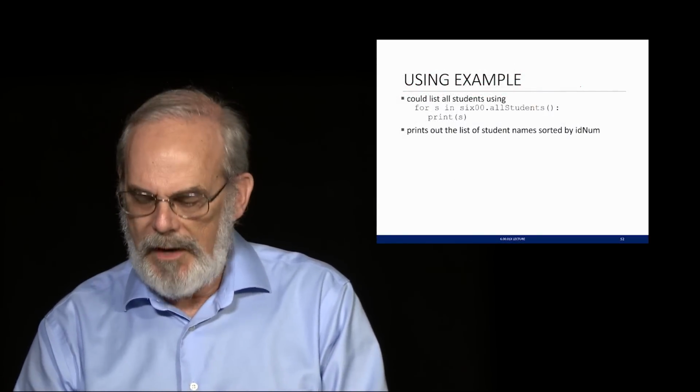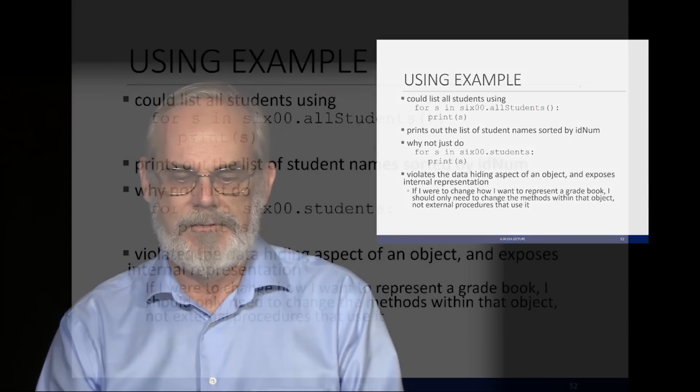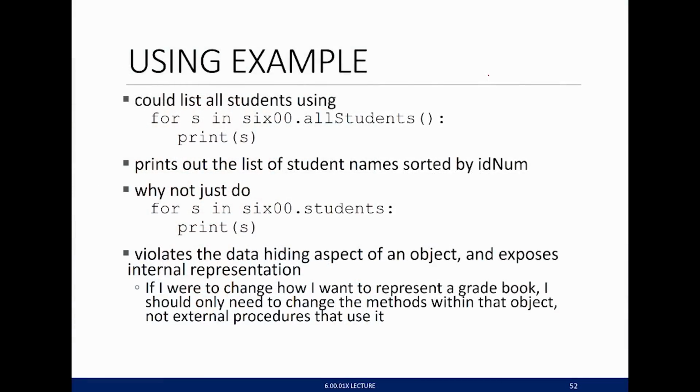Now, why didn't I just do for S in 600 dot students? I know that that's the representation I'm using. I could do it. In fact, if I typed it, it would give me basically the same kind of thing. But this violates that data hiding aspect of an object. It exposes the internal representation. And I want to come back and remind you of this idea that I don't want to do that.